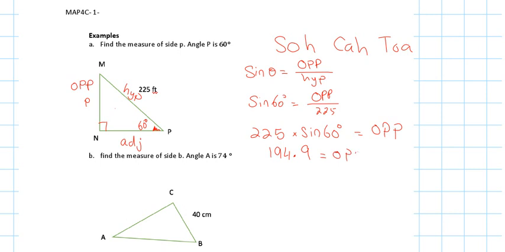Okay? Therefore, side P is... start getting used to writing a therefore statement. Therefore, side P is 194.9. And don't forget, this is a side length. Since I'm already given a unit, I have to also include my unit. If the unit is not given to you, you don't have to include a unit because you don't know what it is. But if a unit is given to you, you have to include it.